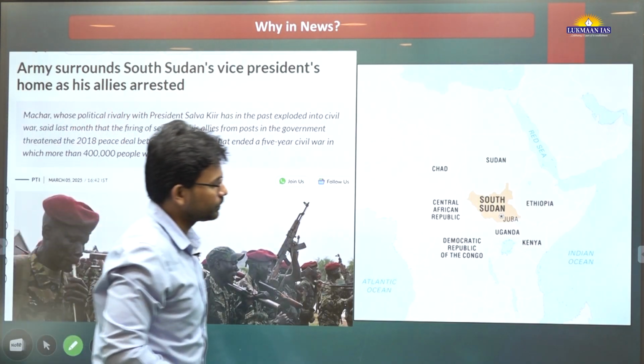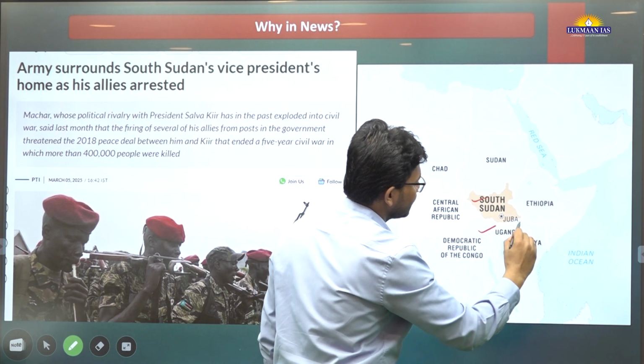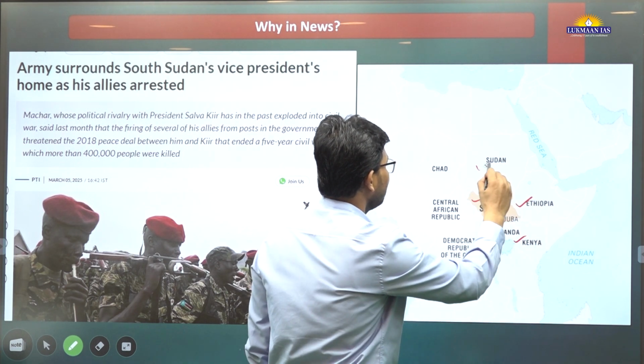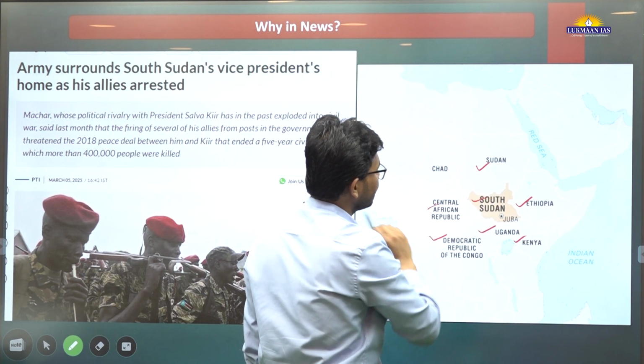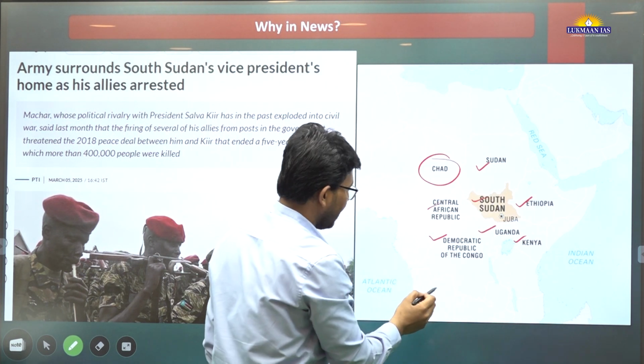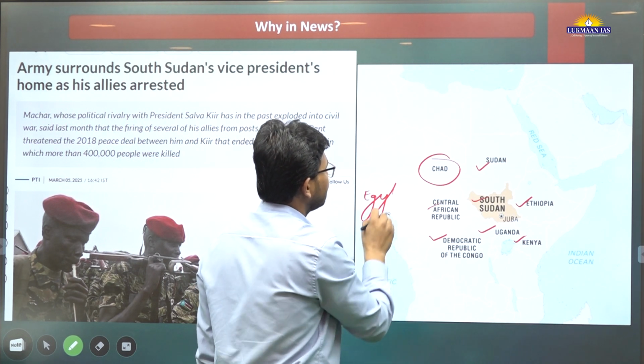We have also included a map over here. You see, South Sudan. Uganda shares the border, Kenya shares the border, Ethiopia shares the border. Then Democratic Republic of Congo, Sudan, they share the border. Chad does not share. And there is Egypt also. Egypt also does not share the border. In the question, they have given Egypt as well.